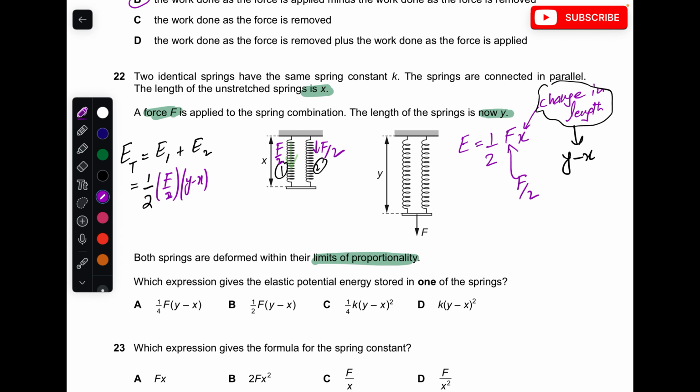Okay. And for the second, it will also be 1 by 2. Force will be F by 2. Extension is the same because both are attached to each other. So it will be like this. You can write it as 1 by 4 F into Y minus X plus 1 by 4 F into Y minus X.